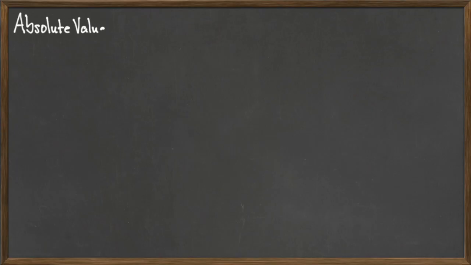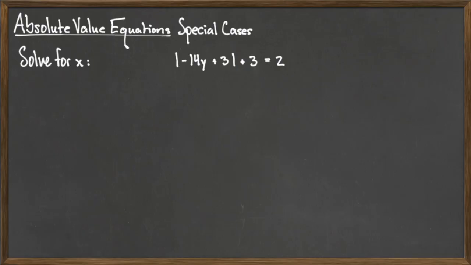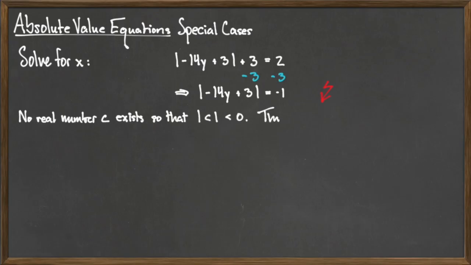This next slide shows us a couple of special cases that we need to watch out for. So suppose I have absolute value of -14y plus 3 equals 2. To get things into the correct form, I'll subtract a 3 from both sides and find absolute value of -14y plus 3 is equal to -1. Now that's a problem. We know that absolute value quantities, no matter what's inside them, cannot produce values less than 0. Yet this equation is demanding a value of y that gives us a -1 as a result. This is a mathematical contradiction, so we'll say that no solutions for y exist.